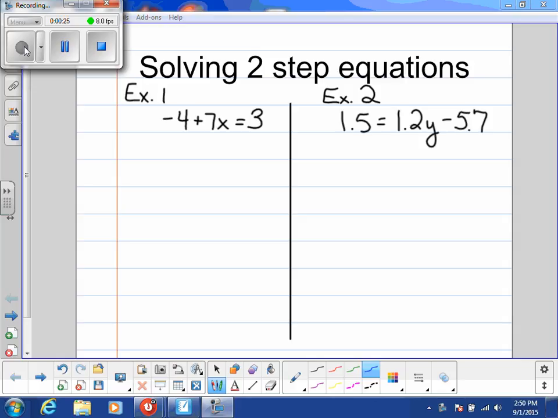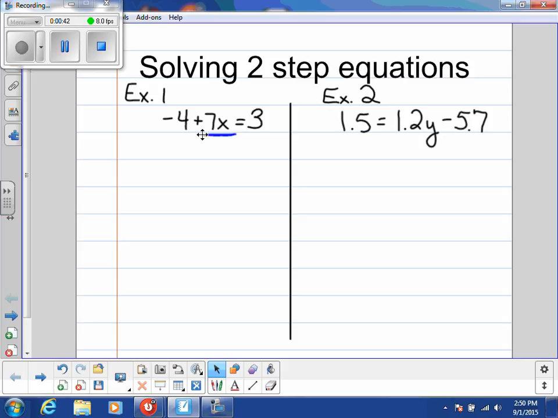-4 is a constant plus coefficient 7 times x equals another constant 3. The first step is to get the variable term by itself. And what I mean by the variable term is the variable and the coefficient with the variable, in this case 7x. So I look at this and say I want to get rid of the -4 to get 7x standing by itself. I'll use inverse operations just like I did with one-step equations.